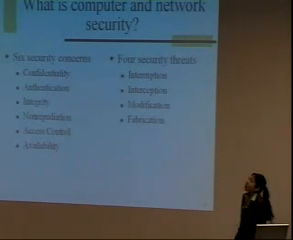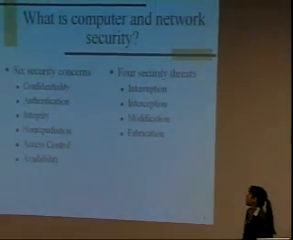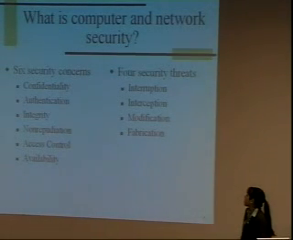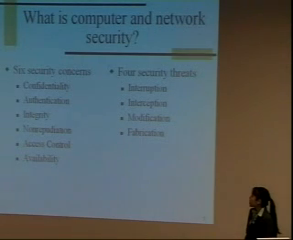As we saw the last time I talked, there are 6 security concerns and 4 security threats. The important things in e-prescription are confidentiality and authentication. Confidentiality so that the patient's prescription record is confidential, and authentication so that when a doctor sends an e-prescription to a pharmacist, the pharmacy knows that it is really from the doctor.